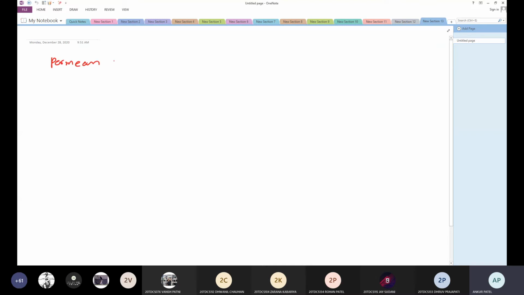Now we have permeance. Permeance is the reciprocal of reluctance. This permeance is denoted by delta. This notation is not fixed. It may vary from book to book. In some books the notation is given differently, so whichever book you prefer, you can take that notation accordingly.